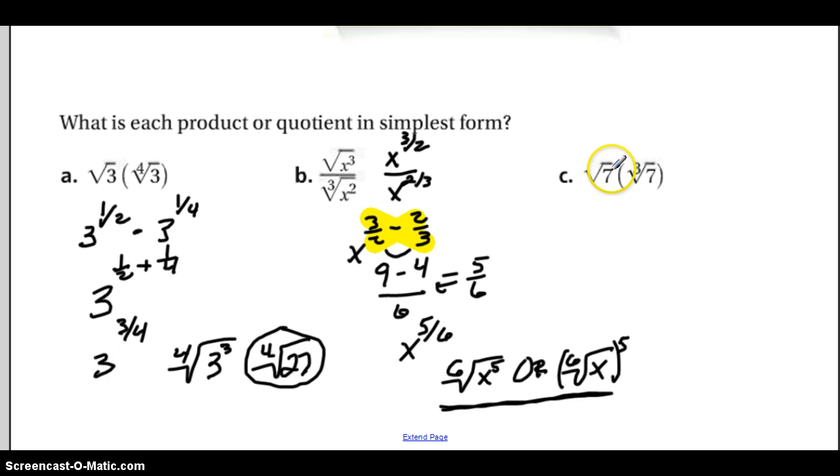Last one, we've got the index of 2, index of 3, can't multiply them in radical form, so we're going to write these in exponential form. 7 to the 1/2 plus 1/3.